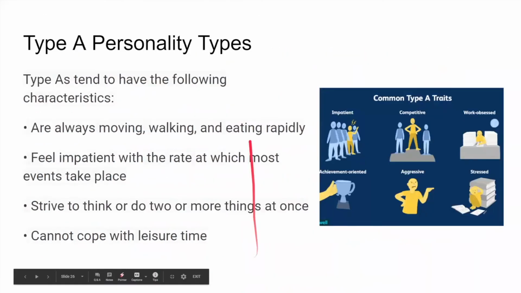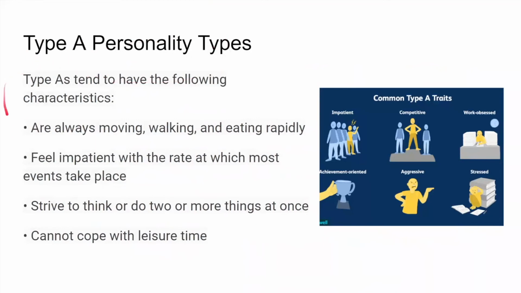And I've got type A personalities worked out a little bit here. Type A's tend to have the following characteristics: are always moving, walking, and eating rapidly, feel impatient with the rate at which most events take place, strive to think and do two or more things at once, and can't cope with too much leisure time. I can cope with leisure time pretty good, but the rest I have to say I have trouble with.